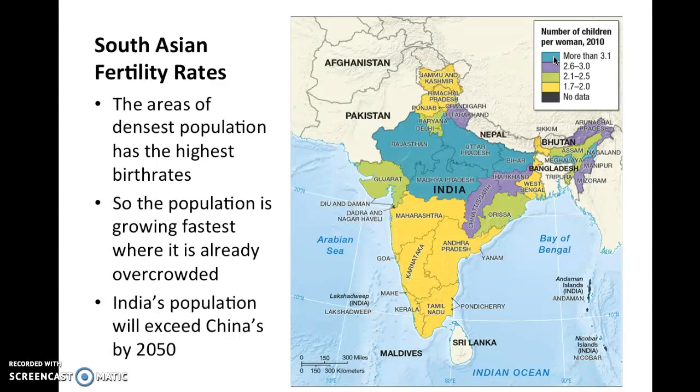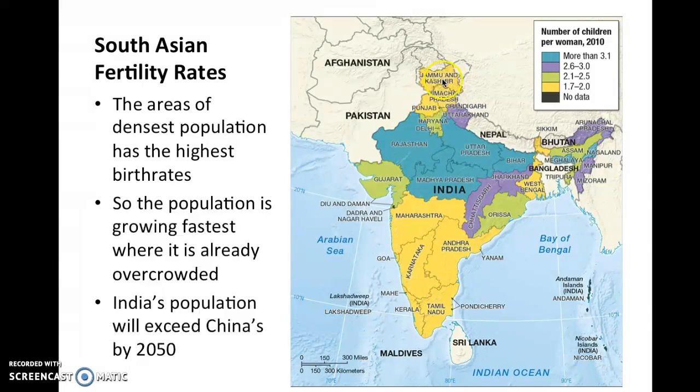I mean, think about 3.1. If you have 500 males and 500 females, this 3.1 means you're going to have an additional 500 people, so the population is growing at almost a 50% rate. So it's really growing pretty rapidly here in this region and over here.